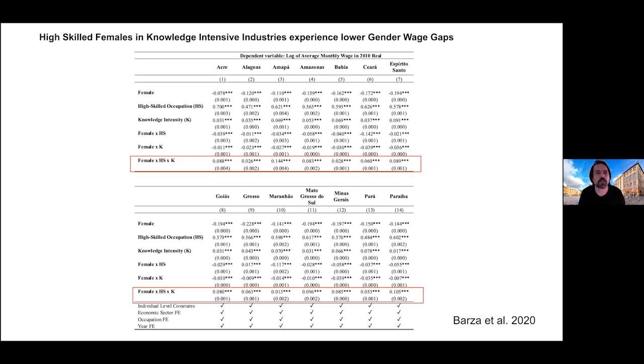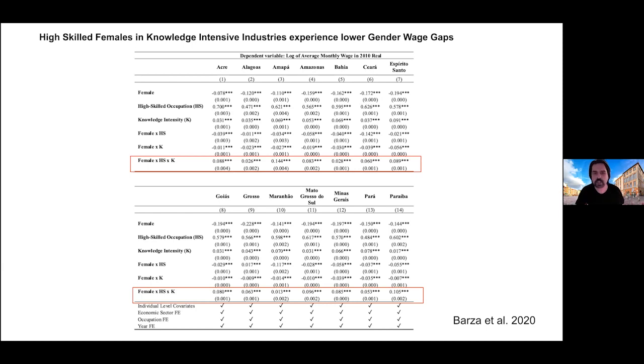Okay? But what we do next is we say, well, is this something that is constant, or does the knowledge intensity of the activities matter? So then we look again at this relationship, but we start looking at interaction terms between female, the high skill occupations, sorry, and the knowledge intense industries. And what we find is that females that work in high skill occupations or knowledge intense industries experience less of a gap than females that would not have those characteristics, meaning that they don't work in a high skill occupation in a knowledge intense industry.